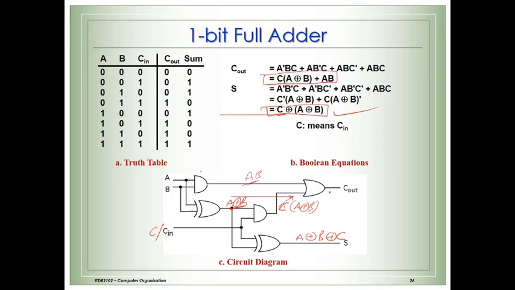Then you are passing with OR gate. So here what you will get? AB + C(A exclusive OR B), correct? Which is the same as this one. So this is our circuit diagram for this 1-bit full adder.